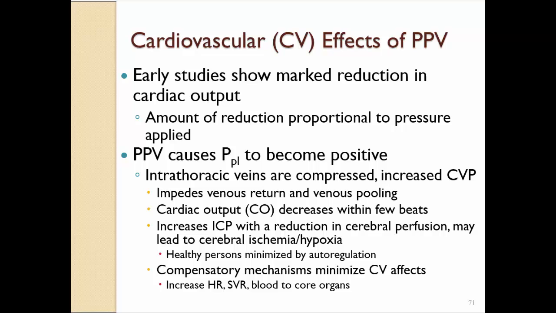Increased ICP with a reduction of cerebral perfusion may lead to cerebral ischemia or hypoxemia. However, typically in healthy persons this is minimized by autoregulation of blood flow.